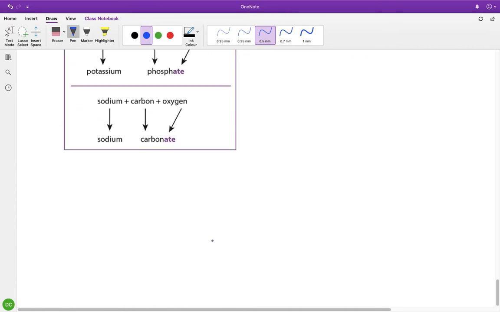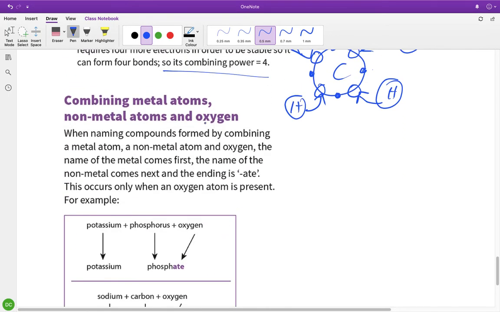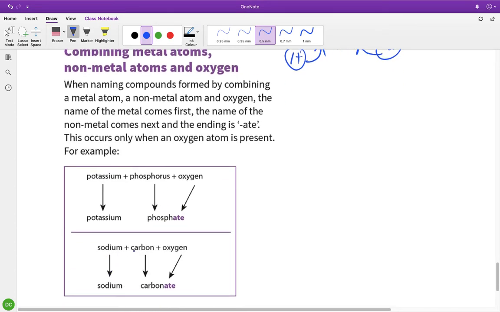Last thing here then, I think this is the last thing, is just naming, combining metals, non-metals, and oxygens. So when you're naming compounds formed by combining a metal, non-metal and oxygen, metal first, non-metal second, same as above, but now instead of ending in ide, it ends in ate. So potassium is your metal, phosphorus is your non-metal, and then we're going to add oxygen. So it becomes potassium, and instead of phosphorus, it's going to be phosphate. Here, sodium is the metal, carbon is the non-metal, and then because of the oxygen, it's carbonate.